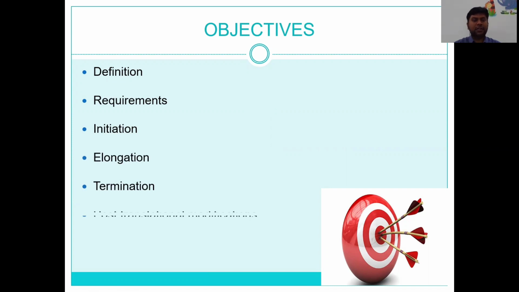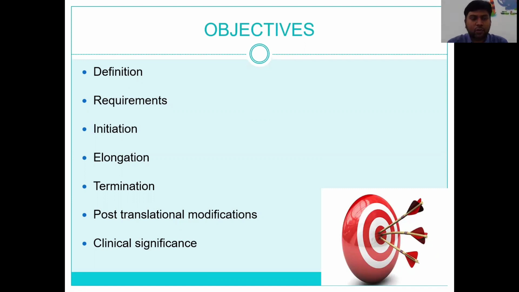Followed by the process, it will be post-translational modifications. And finally, the clinical significance, where I will be discussing the inhibitors of the process.